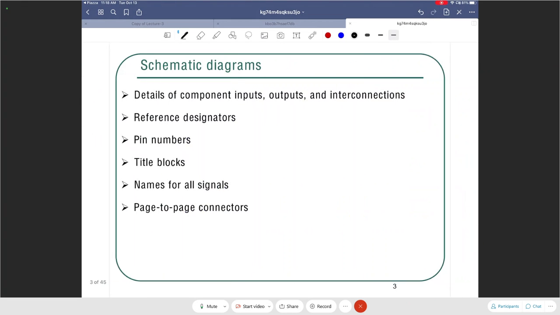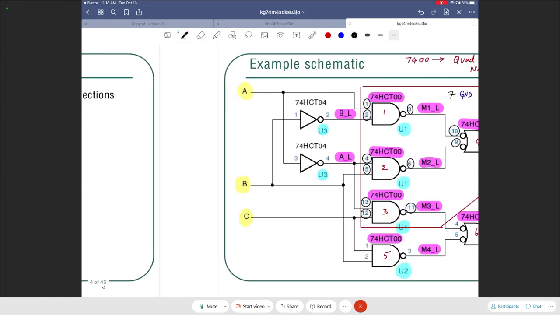Page-to-page connector. So when you have a very complicated design, then you might need to break it down into maybe a flat structure or a hierarchical structure. In that case, you will need page-to-page connectors. We'll take a look at an example in just a minute.